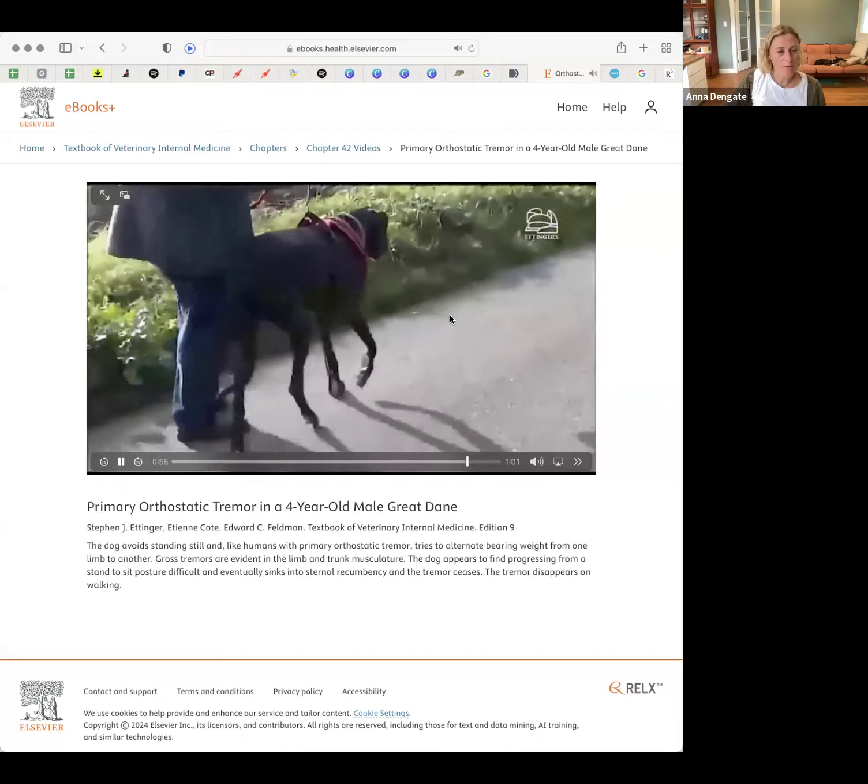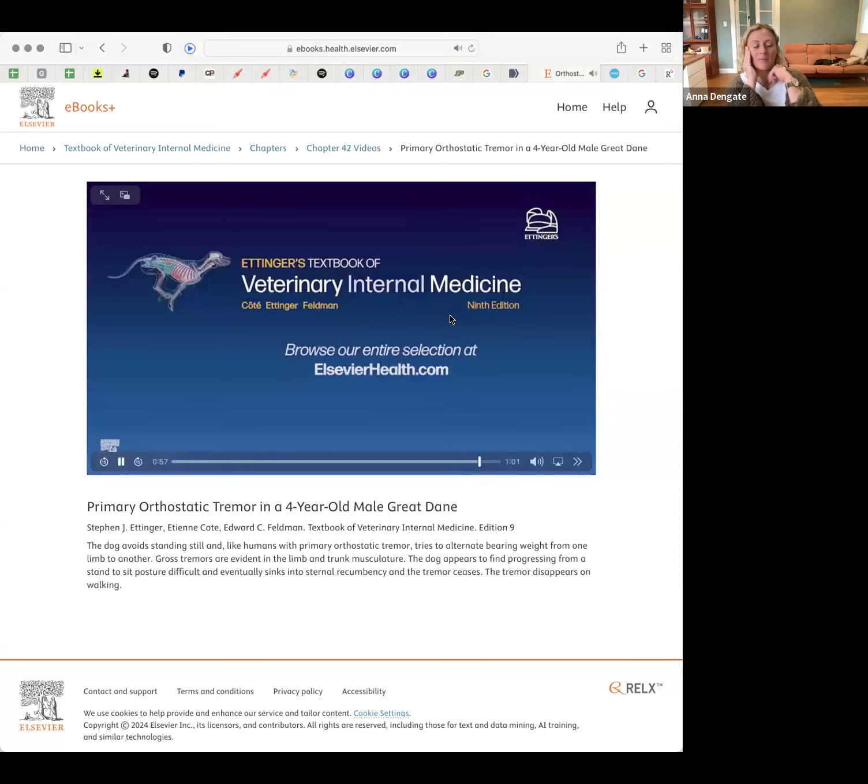So what we can't probably appreciate very well here, but in the text underneath the video, they've written there's gross tremors evident in the limb and trunk musculature. What he's doing, that shifting weight between the legs, that's not actually the tremor. That's because he's uncomfortable load bearing and he's trying to shift the weight around to get comfortable, essentially, which is something that's reported in humans with the primary orthostatic tremor.